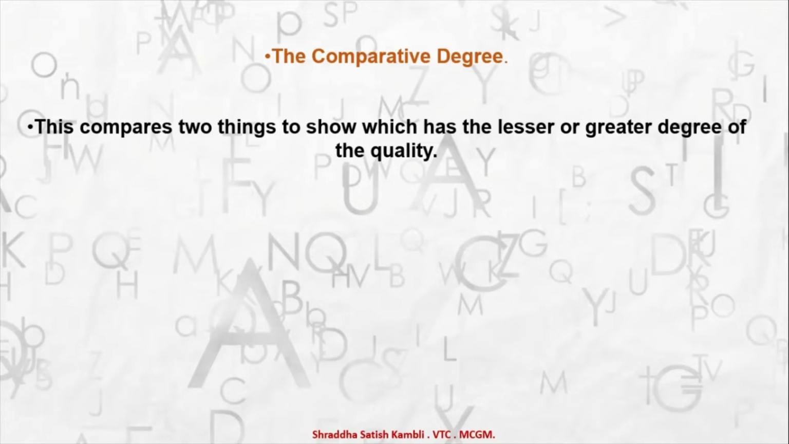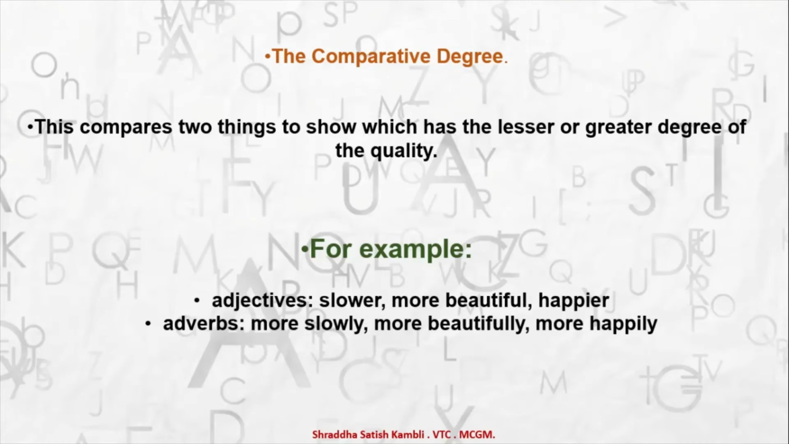We say Amit is taller than Babu. Here the height of Amit is more than the height of Babu. We are comparing Amit and Babu here. So at that time, which degree do we make use of? We make use of the comparative degree. Let us see one example here, then we will see some more examples. For example, see slower, more beautiful, happier.